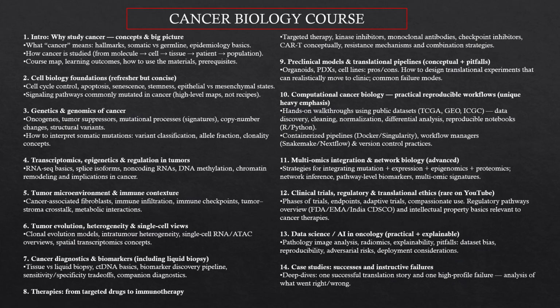So, talking about the course, we'll be looking into the different concepts, starting with the introduction, followed by the molecular mechanisms and then the cellular biological foundations. For example, we'll be looking at the cell cycle processes in cancer biology, the hallmarks of cancer, and then the genetics and epigenetics, genomics of cancer, the transcriptomics, epigenetics, and regulation in tumors. This will be followed by the tumor microenvironment and immune contexture, and this will also include tumor evolution and some parts of cancer diagnostics and biomarkers.